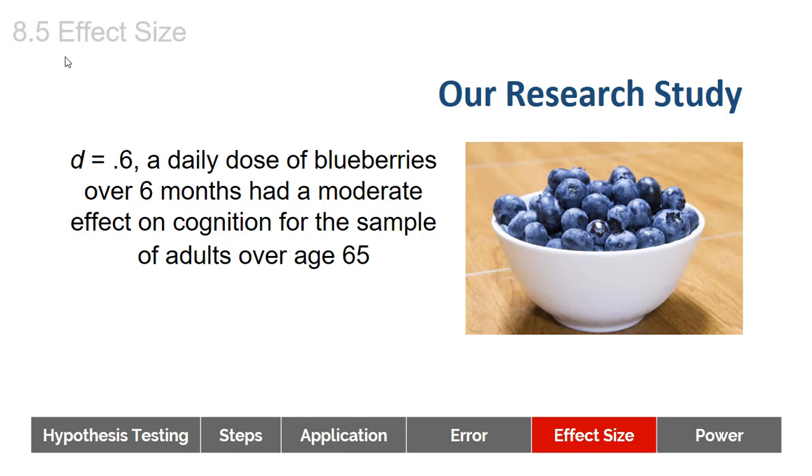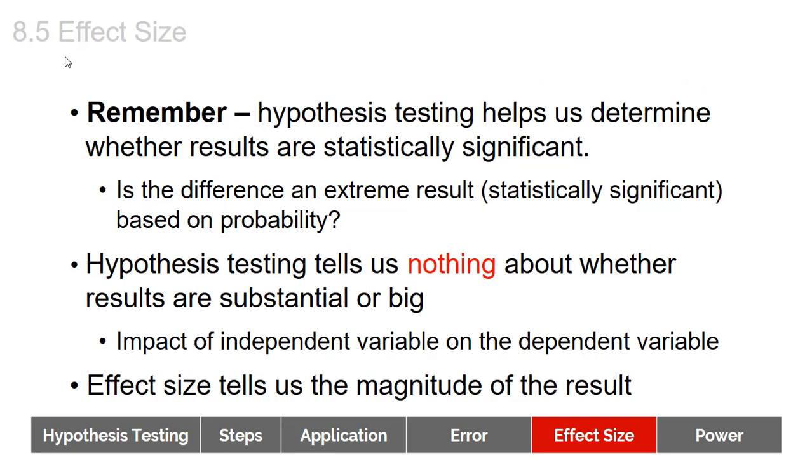Now, if I had a Cohen's d of 0.1, that would be a really small effect size, and then I'd start to think to myself, well, maybe it really doesn't mean anything. It's statistically significant, but doesn't really make that much of a difference in my cognition. So effect size measures the practical significance of our results.